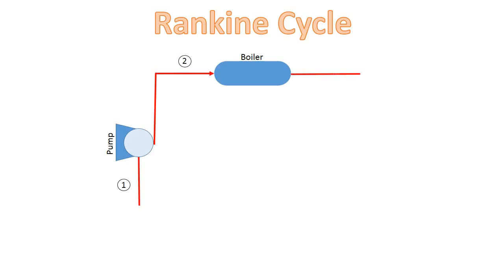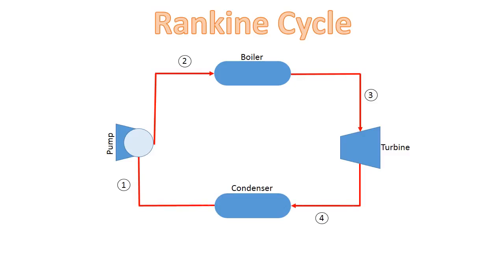The first one is an isentropic compression in a pump. The second one is a constant pressure heat addition in a boiler. The third one is an isentropic expansion in a turbine. And the fourth one is a constant pressure heat rejection in a condenser. This is known as the ideal Rankine cycle.